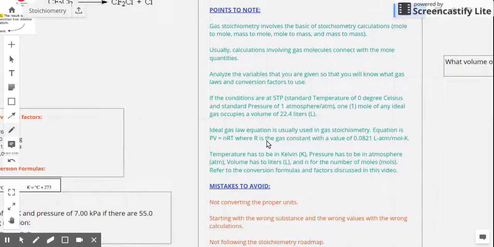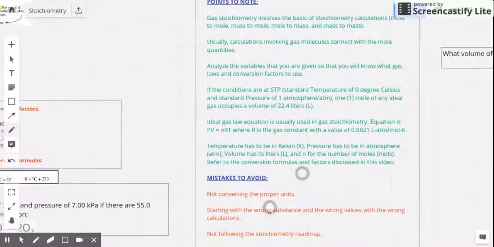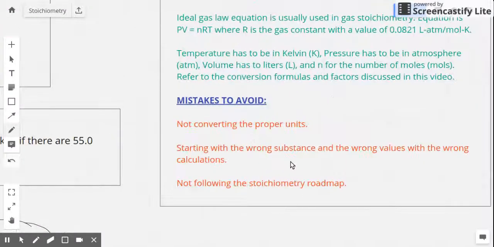And then if it's the ideal gas law, remember the equation, PV is equal to nRT, in which R has a value of 0.0821 liter atmosphere per mole Kelvin. And take note, the temperature has to be in Kelvin, pressure has to be in atmosphere, volume has to be in liters, and n is the number of moles of the substance you're looking for. Refer to the conversion formulas and factors discussed in the previous video and in this video. Mistakes to avoid: if you don't convert the proper units, you start with the wrong substance and the wrong values with the wrong calculations, and you don't follow the stoichiometry roadmap.